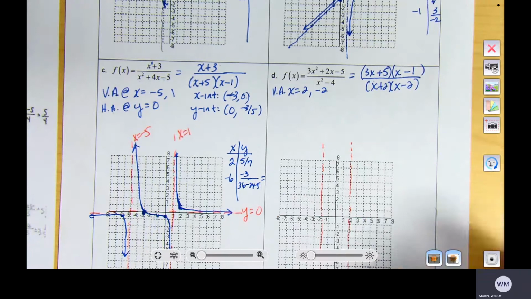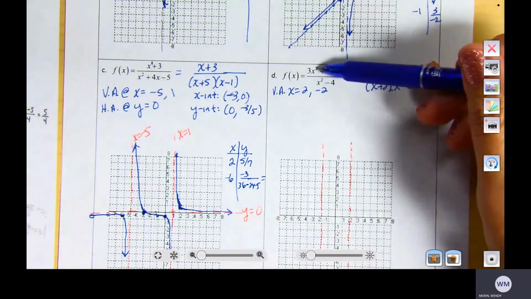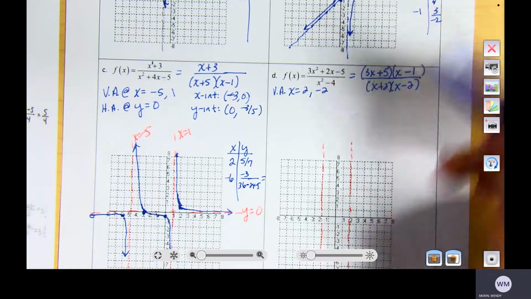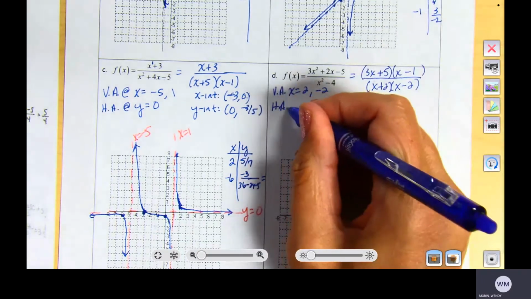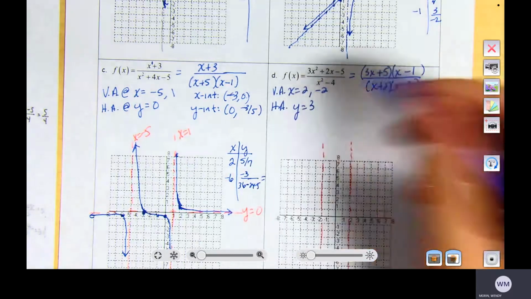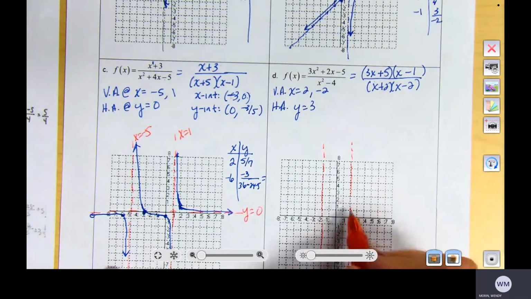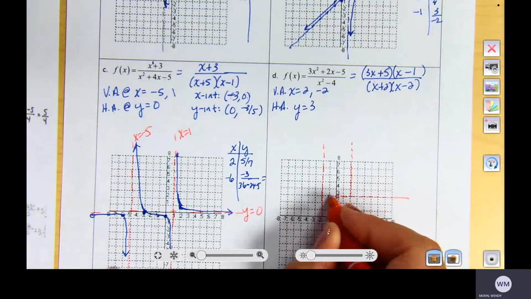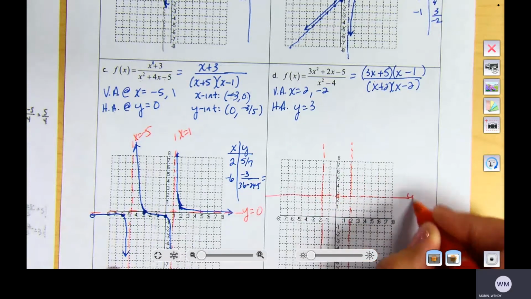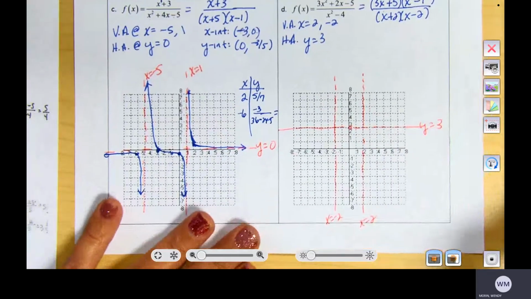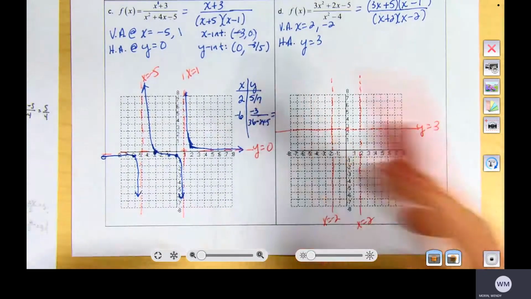Okay, how about a horizontal asymptote? What do you think? Do you remember that? Same degree, horizontal asymptote, y equals the ratio of the leading coefficients, 3/1. Y equals 3. Let's go ahead and put that in. Y equals 3. All right. So there's the horizontal asymptote, there's no slant asymptote.